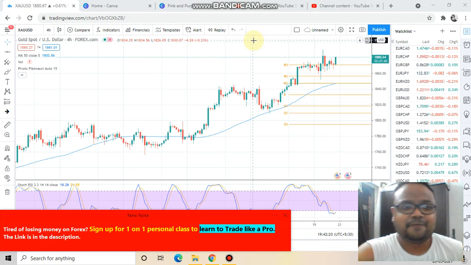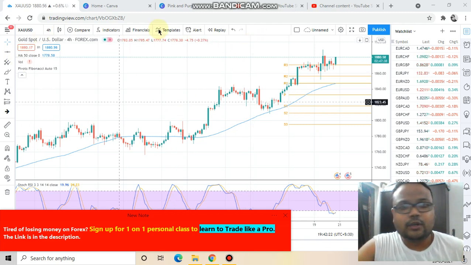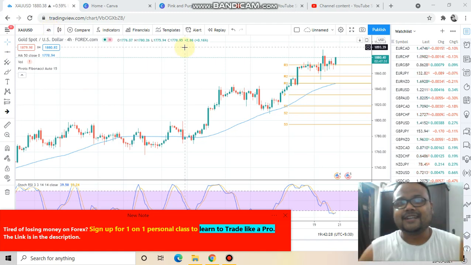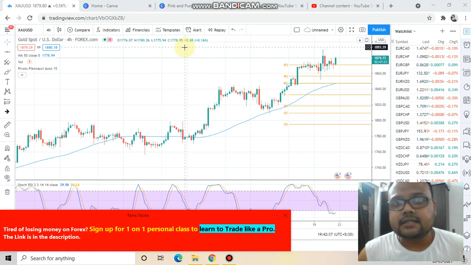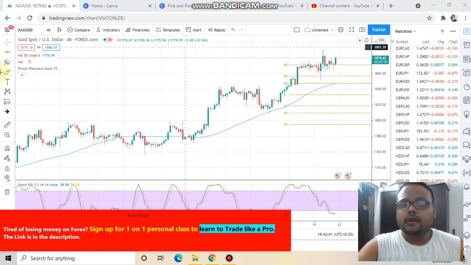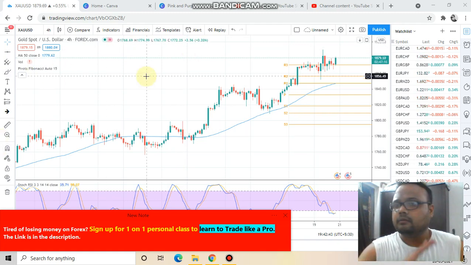So let's get started. This is the chart of gold USD, and as you can see, I'm in the 4 hours time frame, my personal favorite time frame. If we just look at the chart, we can easily see that market is in uptrend. There is no doubt about it. As we all know, trading in a trending market is easier in comparison to trading in a sideways market or a range bound market. And here, market is in uptrend clearly.